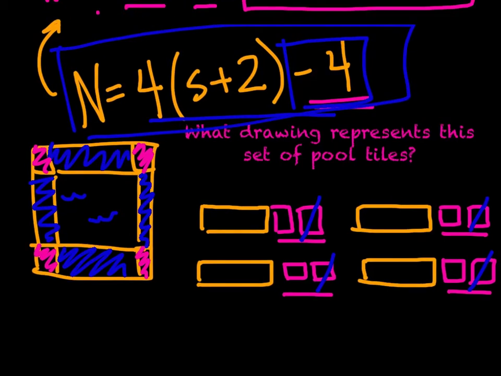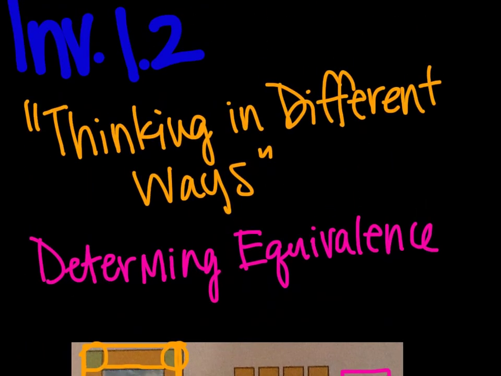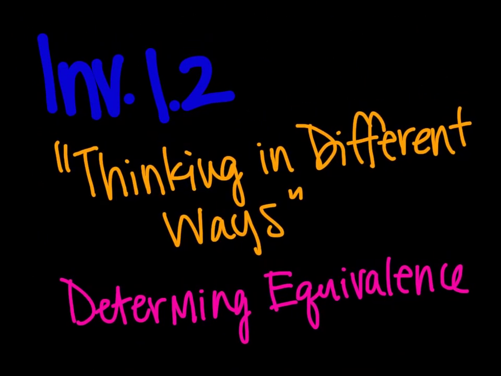You are going to be doing this exact thing for this investigation. Play around with investigation 1.2, and you're doing A through C. And you're going to be looking at equivalence through visual models and equations.